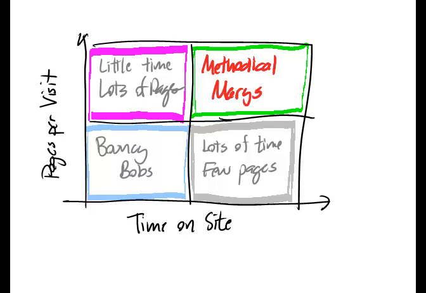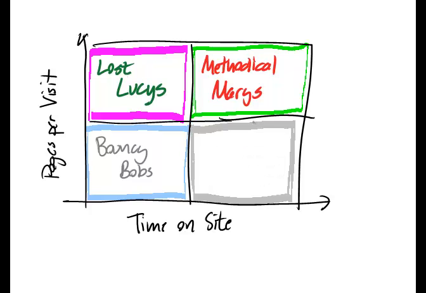Now let's think about somebody who's going to spend very little time on the site but is going to visit a lot of pages. What is their story? Well, I happen to think that they're lost. They're desperately looking for something, and we are not giving them what they're looking for. I call these the Lost Lucies. Those who are spending a lot of time on the site but only visiting one or two pages are our one-hit wonders. So with two simple metrics, we come up with a simple model for how we can understand the personalities of our visitors.